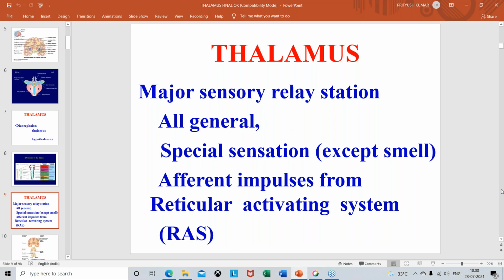The thalamus is the major sensory relay station for all the general somatic sensation except smell. Afferent impulses from the reticular activating system also relay here in the thalamus.